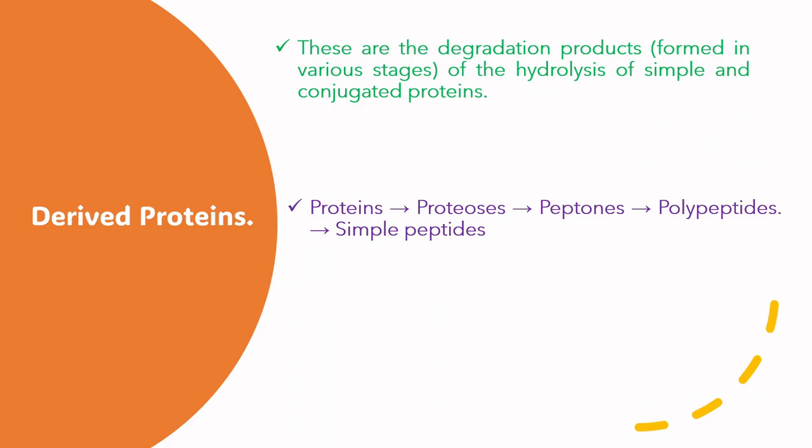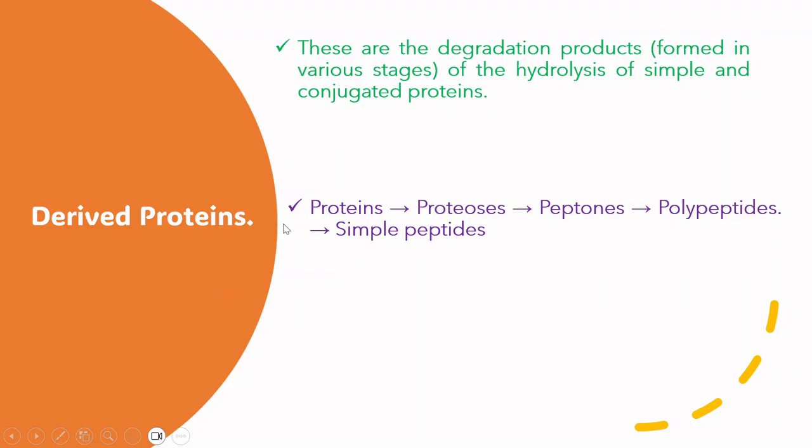Then the last category is derived proteins. Derived proteins are degradation products formed in various stages by the hydrolysis of simple or conjugated proteins.